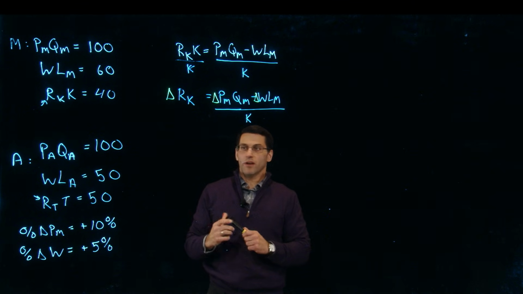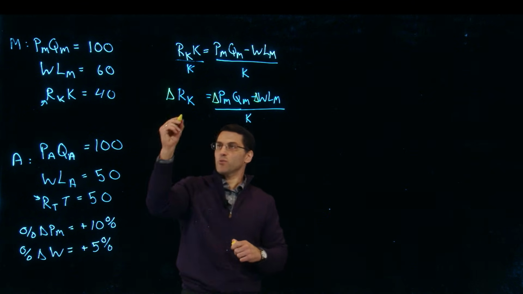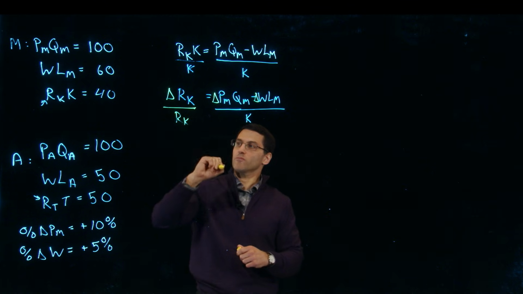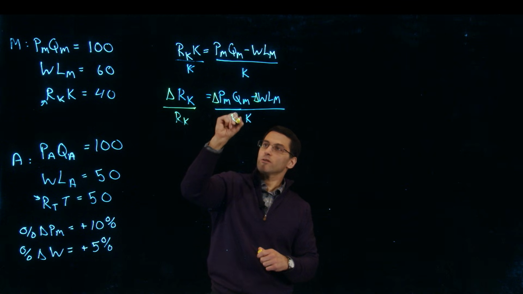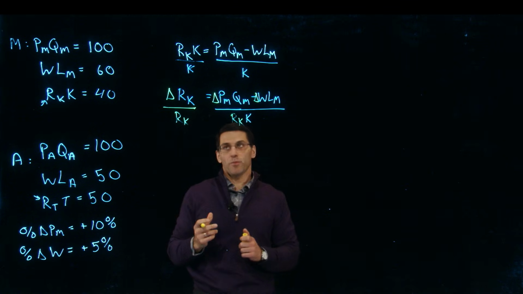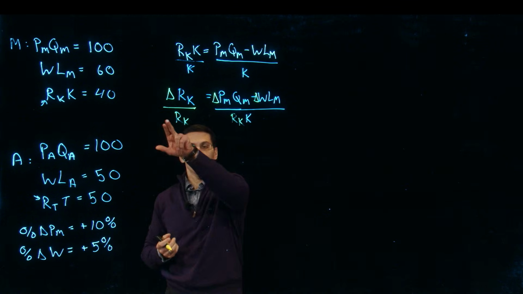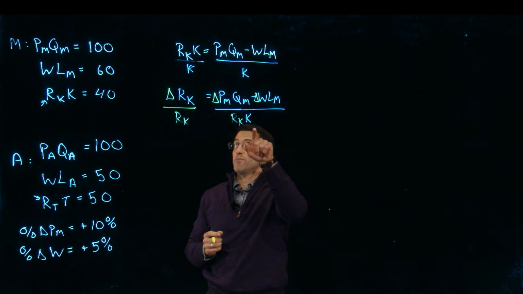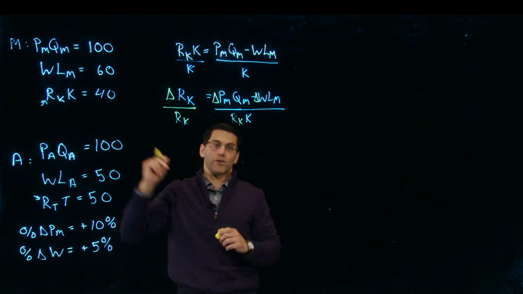So now we have delta RK, but to convert that into a percentage change, we need to divide through by RK. Well, now this is starting to shape up for us. So this is the percentage change in the rental rate for capital. RKK, those are payments to capital, which we have here in our setup.